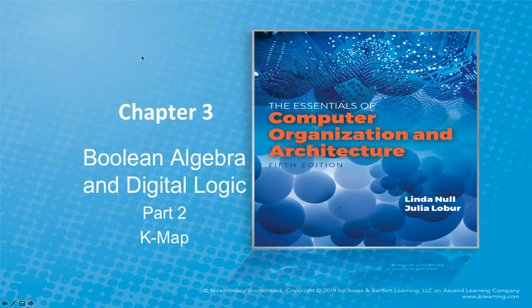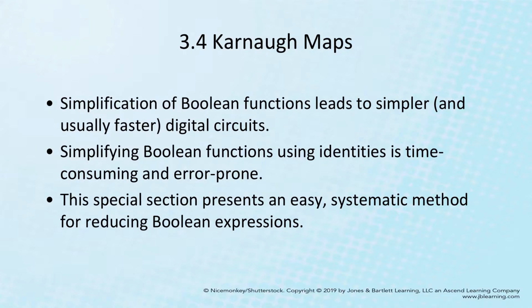Part 2 of chapter 3 is to learn a tool called the K-map, or Karnaugh map. When you have a simple Boolean function, it causes less hardware, so the simpler the better. That's what we know.